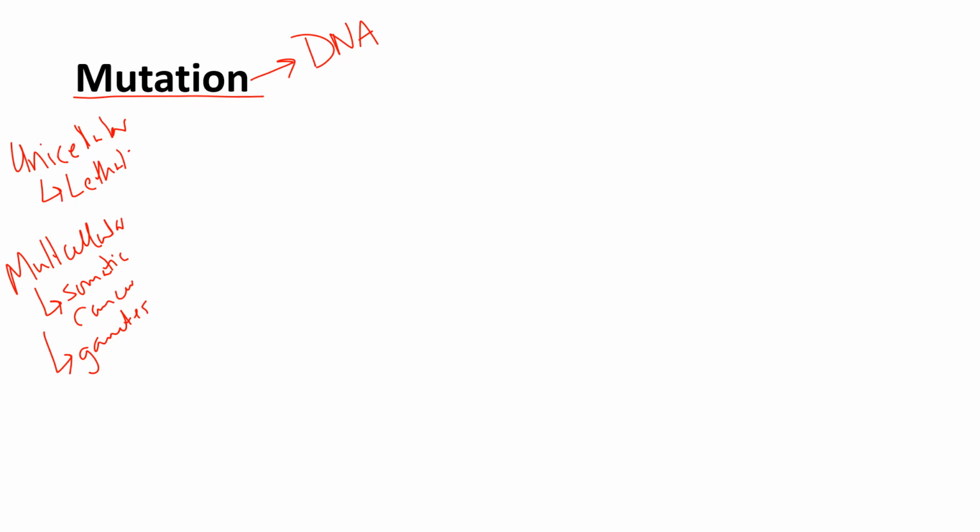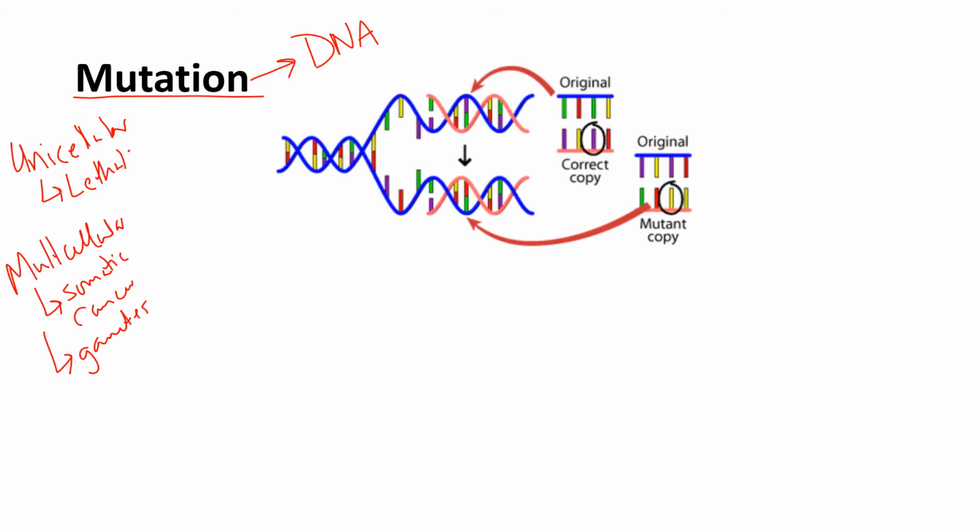Now, the causes of mutation. There are two basic causes of mutation. The first cause of mutation is called a spontaneous mutation. And a spontaneous mutation is when the cell makes a mistake. So often this is during DNA replication. So this is an example of DNA replication.